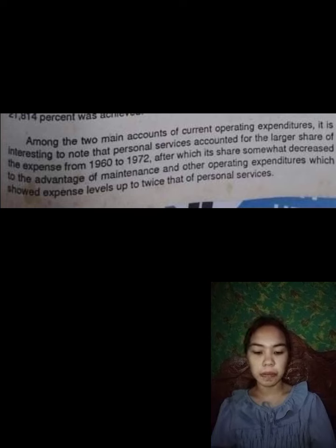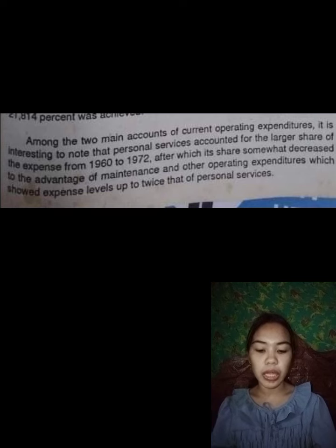An item which registered a continuous increase in money value was that for debt service. This is indicative of the importance our government is placing on public borrowing to cover our budgetary deficit for developmental purposes. In another sense, it indicates the growing magnitude of public borrowing in our total expenditures.